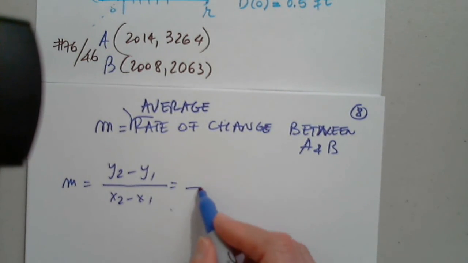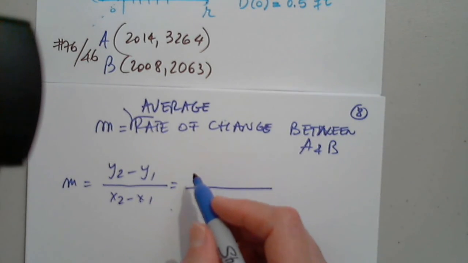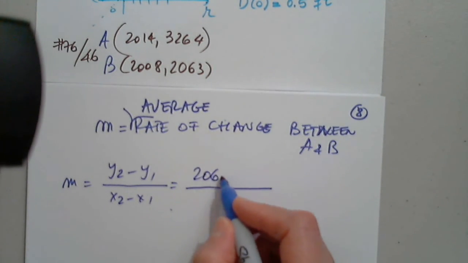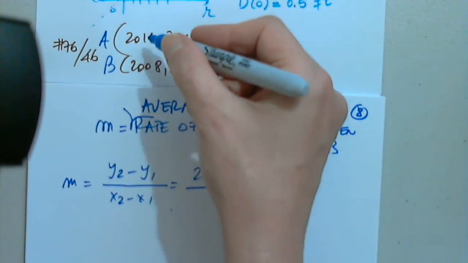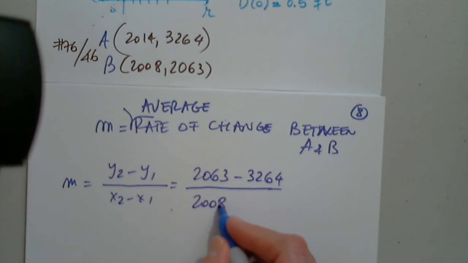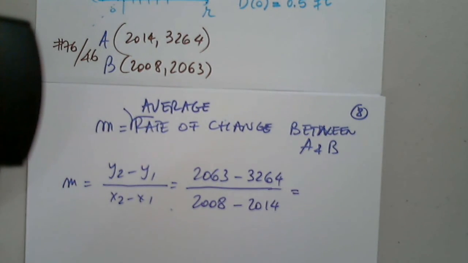Good. And then, anyone? Matt, are you with us? Not Nick, but Matt. Would you like to do this? Okay. So what do I have to write? 3264 minus 2063. Okay, that is the same thing: y2 minus y1 over x2 minus x1. Very good. So let's calculate.